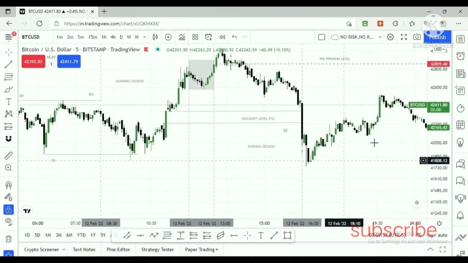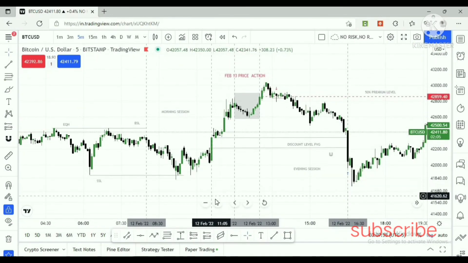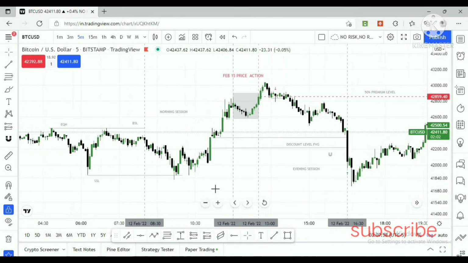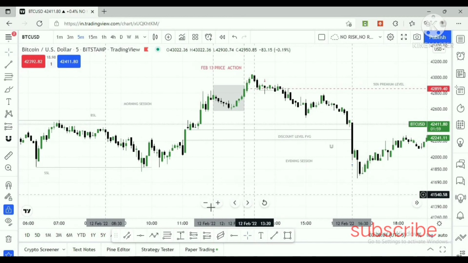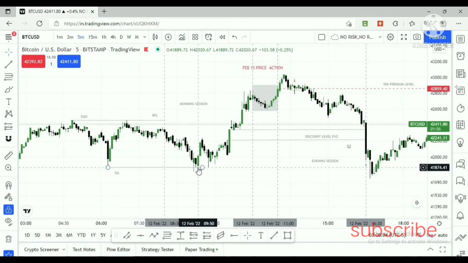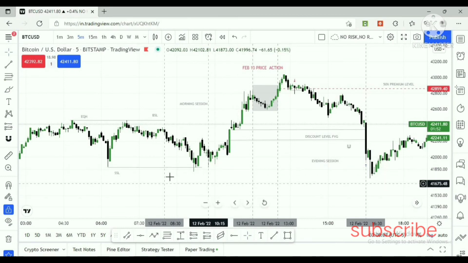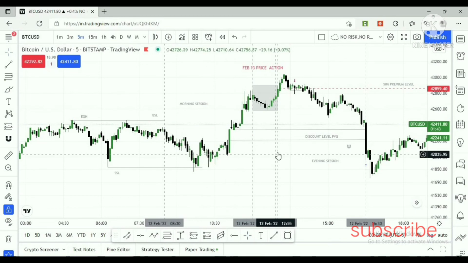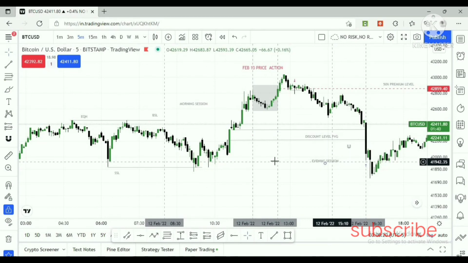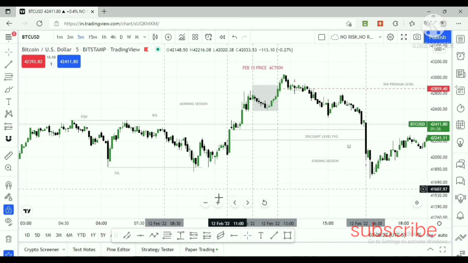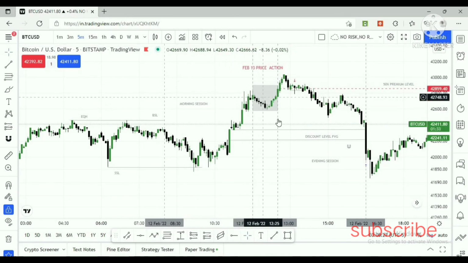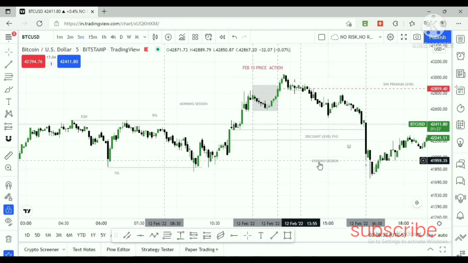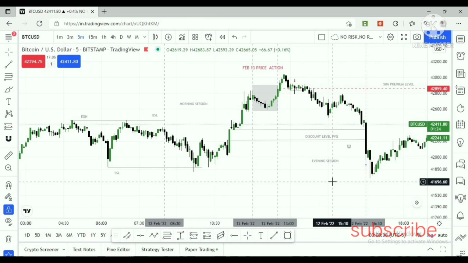See guys, market makers move the price in between clear time zones. Market makers clearly move the market to the liquidity and imbalance to rebalance with this specific time. See guys, with this specific time, 8:30 or 8:32 to 12 noon morning session, 1 p.m. to 4:30 evening session. See guys, we saw 3 days of price action, Feb 11, Feb 12, Feb 13, in BTCUSD by ICT 2022 mentorship concepts. I hope this video will help you in your trading journey.